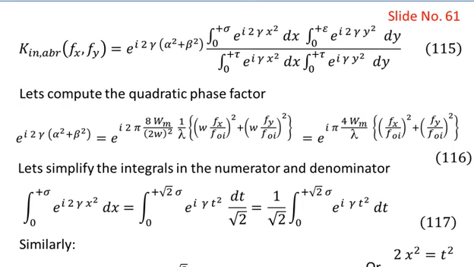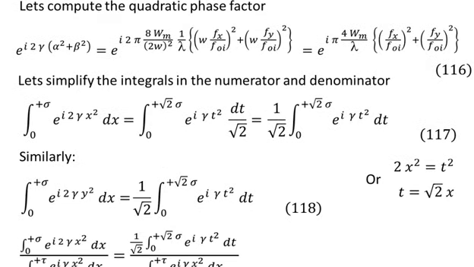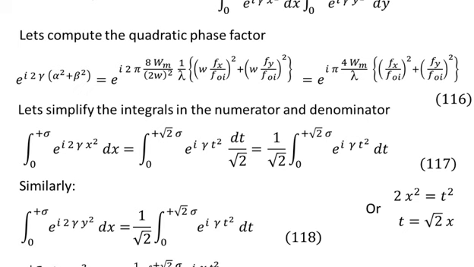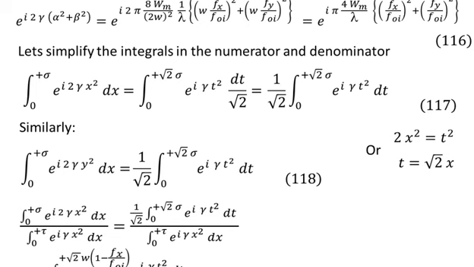So for the integral in the numerator, we are going to solve one of the integrals from 0 to plus sigma, and the integrand is e to the power iota 2 gamma x square, integration with respect to dx. And you know that introducing the parameter 2x square equal to t square, that is t equal to root 2 into x, below equation number 117, making these substitutions, the modified upper limit is plus square root of 2 into sigma, and the lower limit will remain 0. And the integrand parameters are replaced in terms of the parameter t. And we have simplified the integral as given on the right hand side in equation number 117. Similarly, we can also write the other integral in y, and that integral has also been written directly as given in equation number 118.